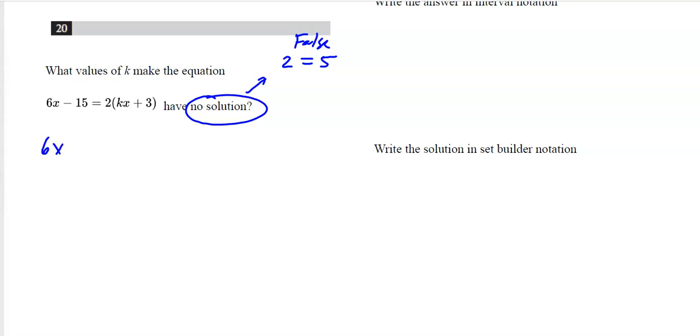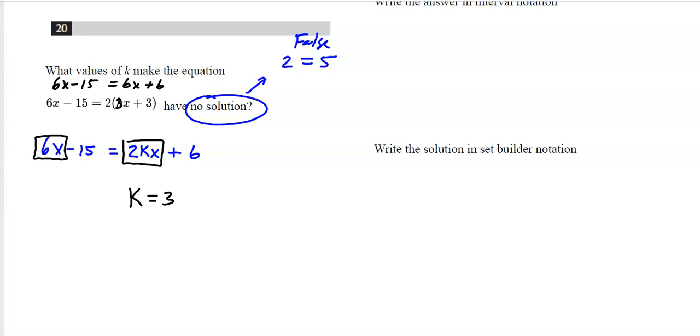So this side is 2x minus 15. This side would be 2 times kx plus 6. So basically I need to get these two to be equal to each other so I can cancel them out. So it looks like if k equals 3, I'd have 2 times 3. If this would have been a 3 in here, that would have been 6x minus 15 and 6x plus 6. And then when I cancel these out, I would have a false statement of negative 15 equals 6. And that would give me no solution. So k had to be 3.